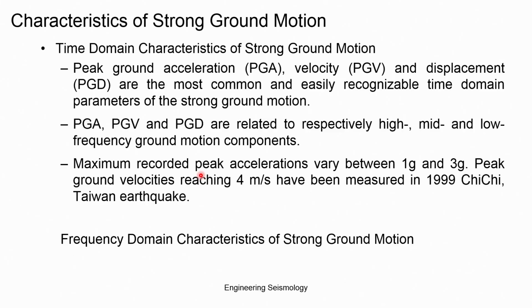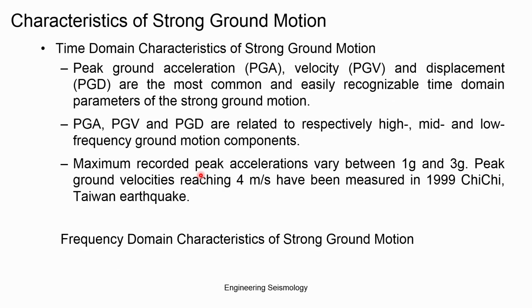Generally, among the time domain parameters, the first value taken from any record is the peak value of a particular plot, like peak ground acceleration, peak ground velocity and peak ground displacement. PGA, PGV and PGD are the short forms, related respectively to the high, mid and low frequency of the ground motion component. That means if you are getting the peak acceleration value, that is responsible for the high frequency component of the ground motion. If we are getting the velocity, it is the mid frequency component, and if we are getting the displacement, it is the low frequency component.